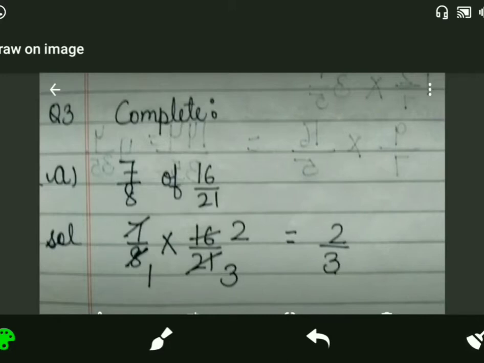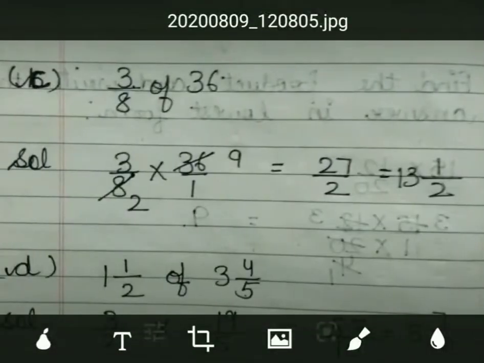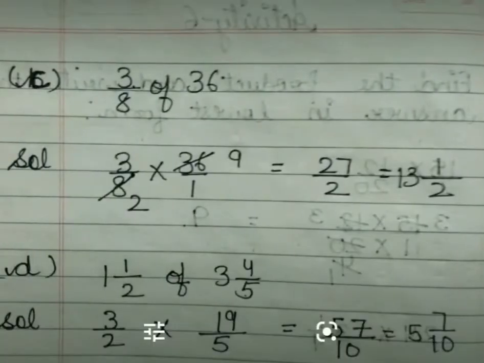Clear? Now students, after A, we will do C part. C part is 3 upon 8 of 36. It means down of 36, what do I write? 1. So down of 36 I write 1. Clear? And in place of "of" I will write the multiply sign. One way of doing this type of question is to do cutting. How do you do cutting? One number you have to take from the numerator and one number from the denominator, and you have to think that both these numbers should come in one table.